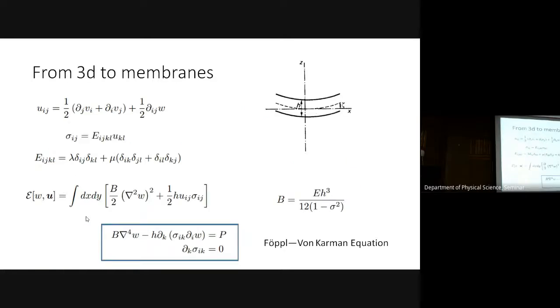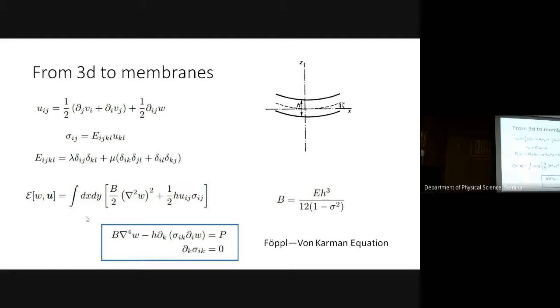Now, if you want to do a membrane, you think that I have a 3D material and I make it thinner and thinner and thinner, and I go into a membrane. So the thickness of the material is H, and all these equations are true when H is very small. Then you can say I will have two kinds of strain: one is the in-plane strain, which is V, and one is the out-of-plane displacement, which is W.